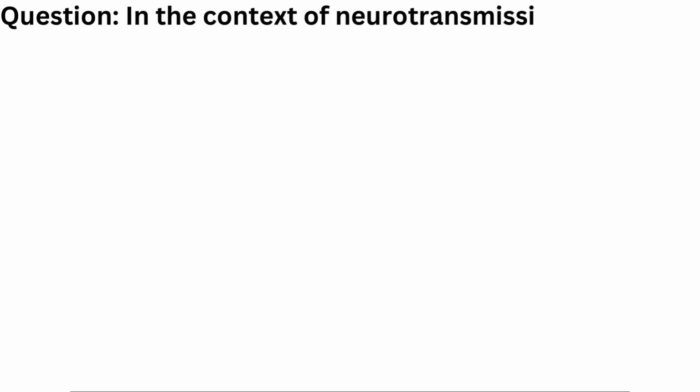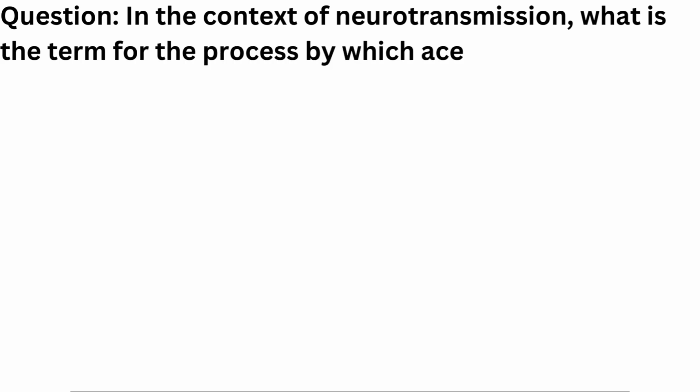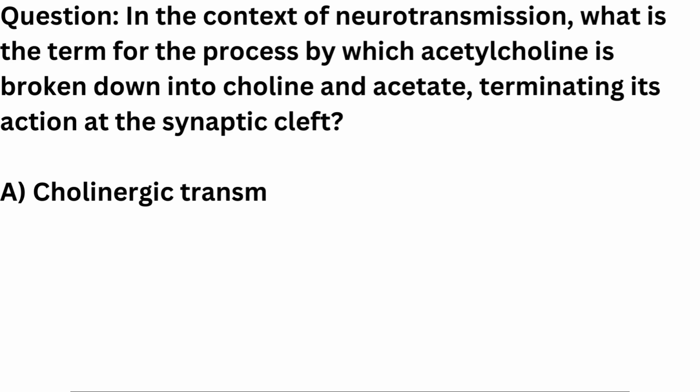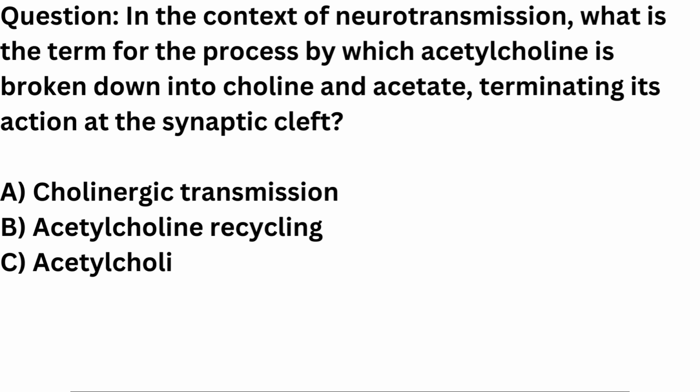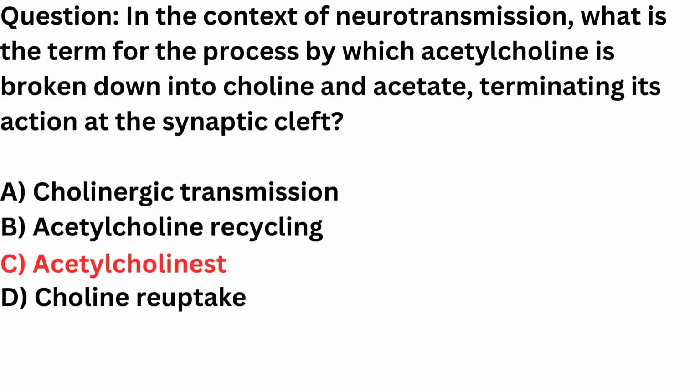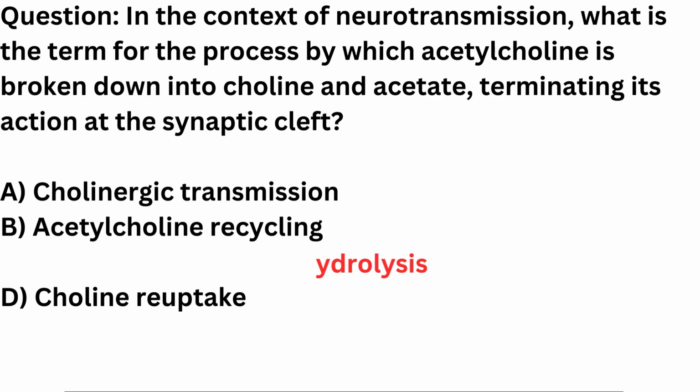Question. In the context of neurotransmission, what is the term for the process by which acetylcholine is broken down into choline and acetate, terminating its action at the synaptic cleft? A. Cholinergic transmission. B. Acetylcholine recycling. C. Acetylcholinesterase hydrolysis. D. Choline reuptake. Correct answer is C. Acetylcholinesterase hydrolysis.